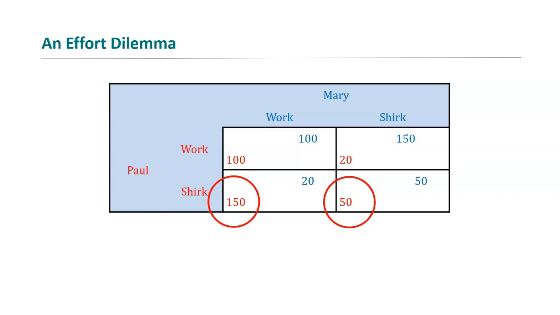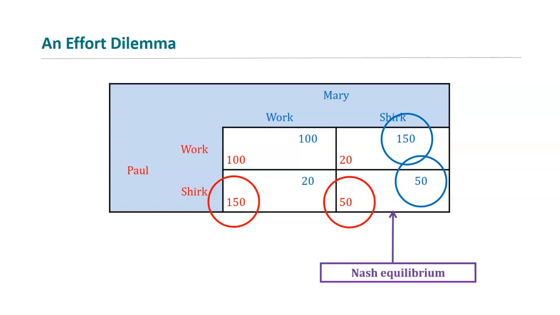Mary, the same thing. This is a symmetric problem where if we analyze it from Mary's point of view, we have exactly the same thought process: if Paul's going to work hard, then I don't have to. If Paul's not going to work hard, then I don't want to, right? So it turns out that the incentive for everyone is to shirk and not to do the work. And so we have a Nash equilibrium here at the point where everyone shirks, where everyone would have really been happier if they both worked hard.